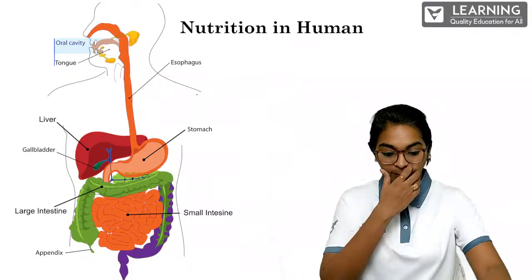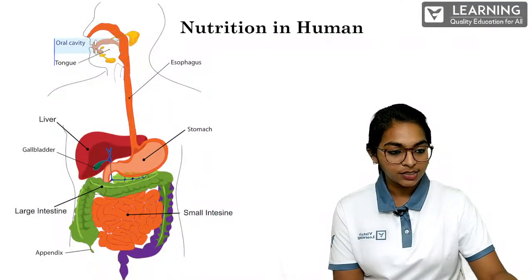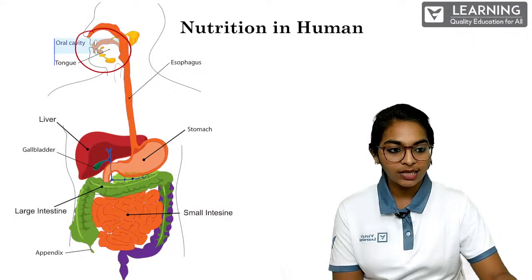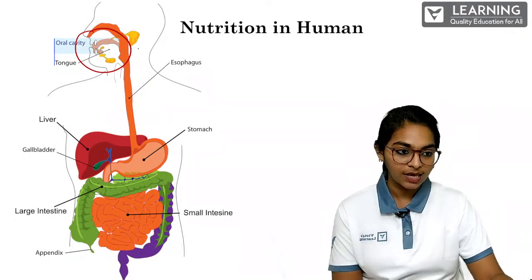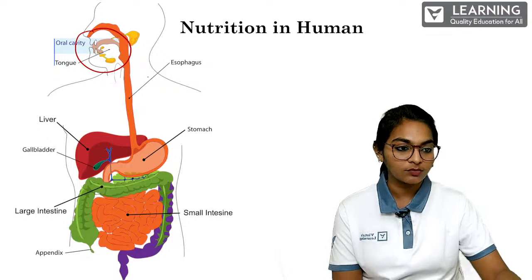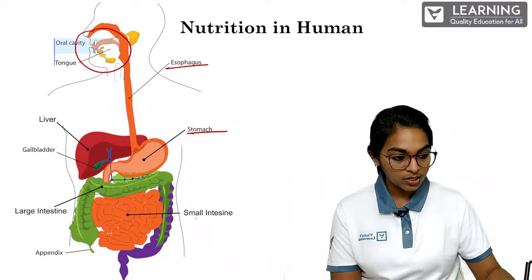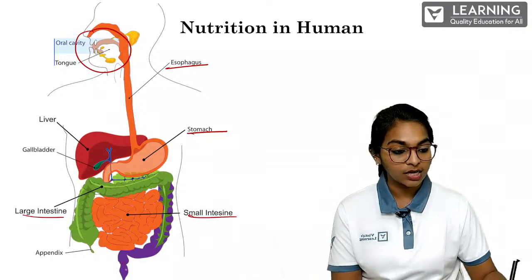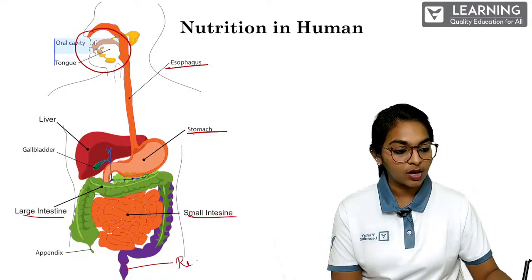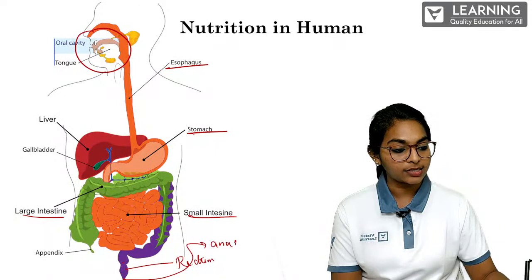Next, we'll start with the first one, as I said. Here this is an oral cavity. This oral cavity has another name also; we call it the buccal cavity. This is the first organ involved. And then you have the esophagus, then stomach, small intestine, large intestine, rectum, and at last you have your anus.